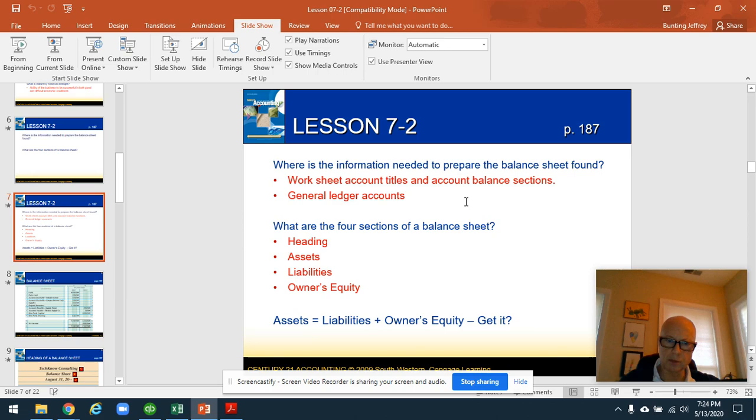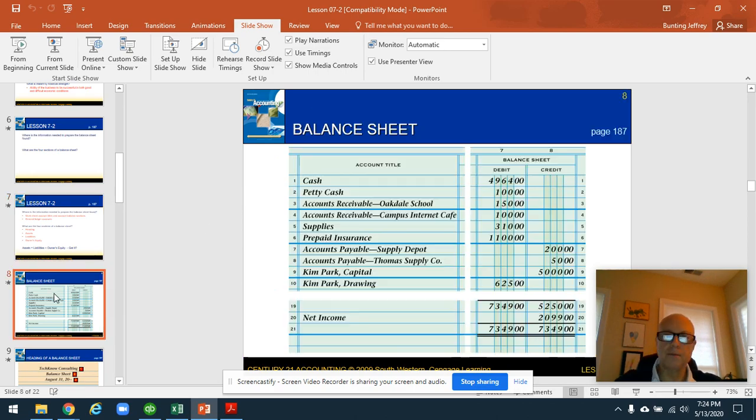Temporary accounts, that's what's reported on the income statement. Permanent accounts are reported on the balance sheet. Assets equal liabilities plus owner's equity. Wow, all the work we've done this year, guess what? Culminates right here. So this is what a completed balance sheet looks like.